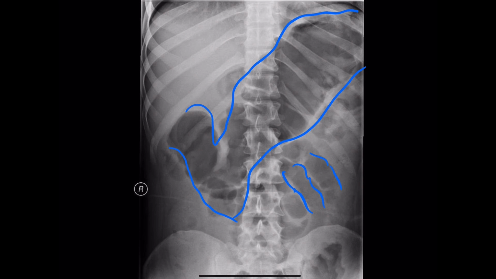Now, this is pathologically large. This is not normal. What makes it pathologically large? Over 6-7 centimeters is pathological. And the measurement is across, is it? So that we would measure here. So pathological enlargement.